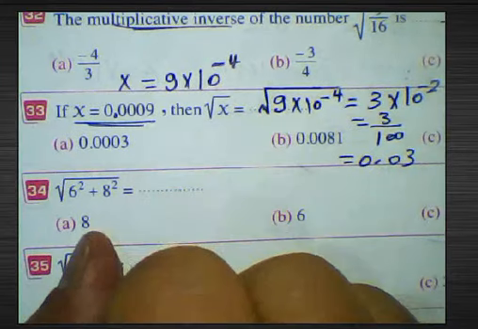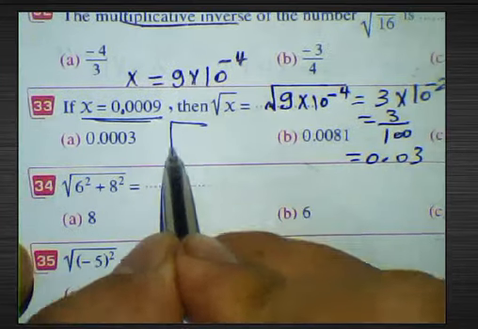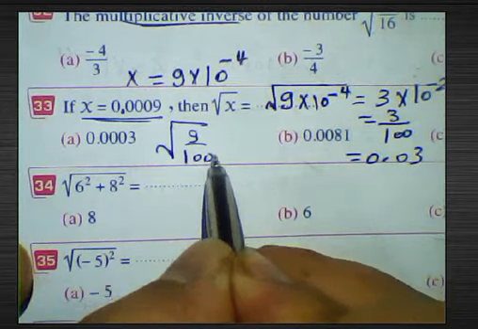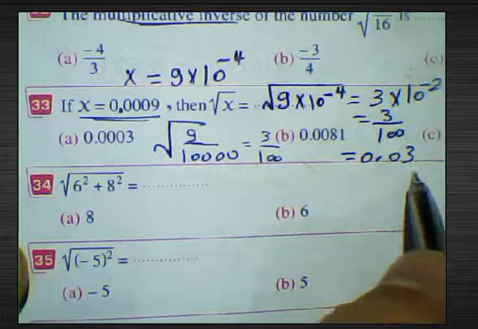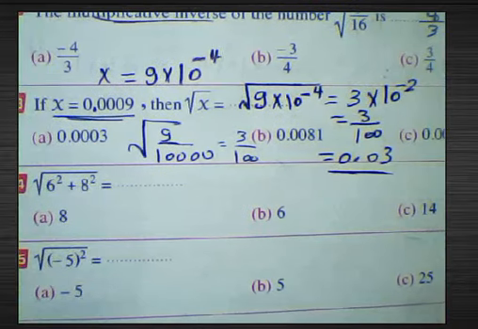It's very easy for you. Or you can solve it with another method here: 9 over 1, 2, 3, 4. It will be 3 over 100. It will be the same result.